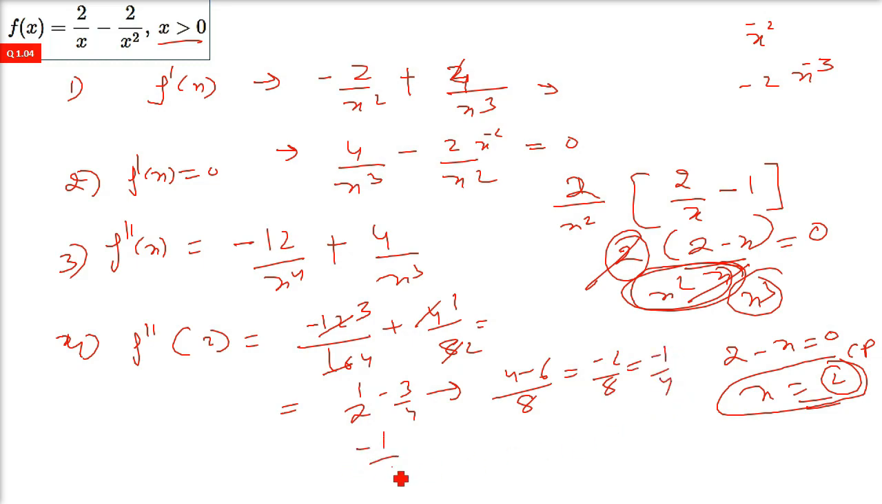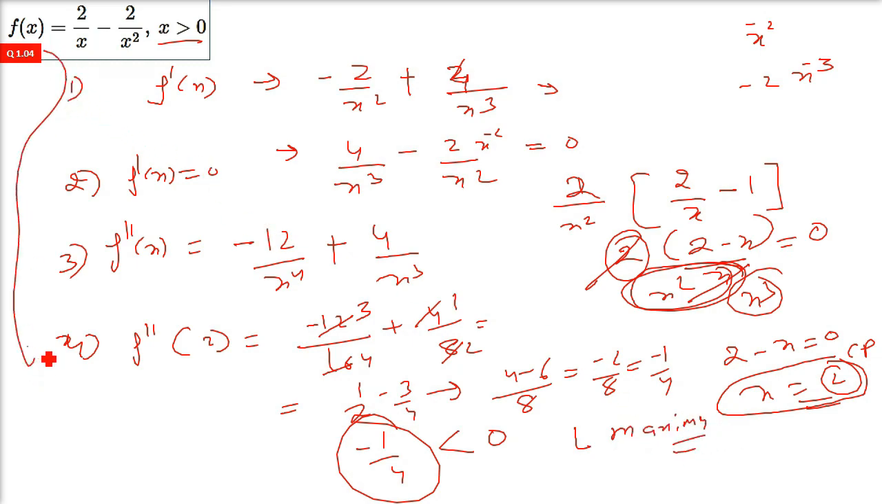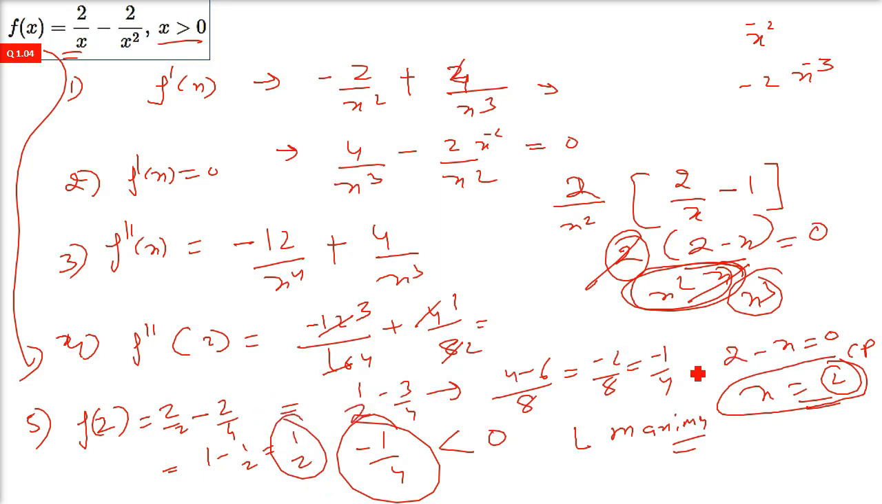And we don't have to worry about the value. We have to worry about the negative sign. Negative means local maxima. But the actual value can be found only from the original equation. So put this 2 in the original equation. 2 by 2 minus 2 by 2 square is 4. So you get 1 minus 1 by 2, that is 1 by 2. So that is half. So at x equals 2, y is equal to half, and we got at 2 the local maxima.